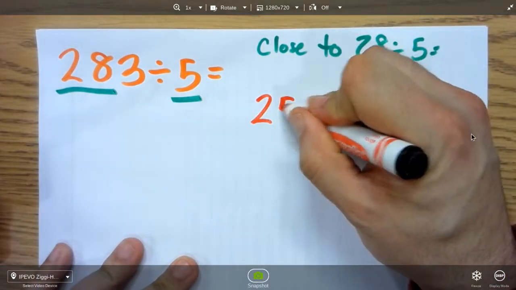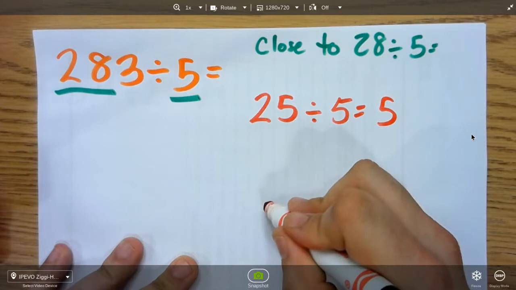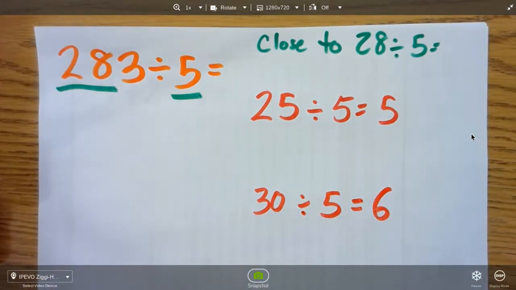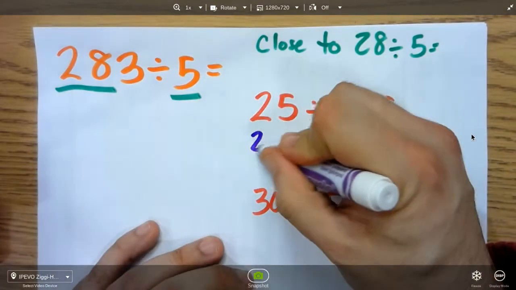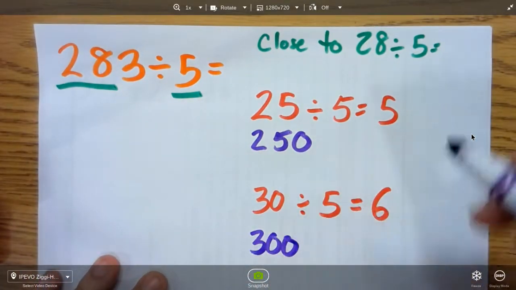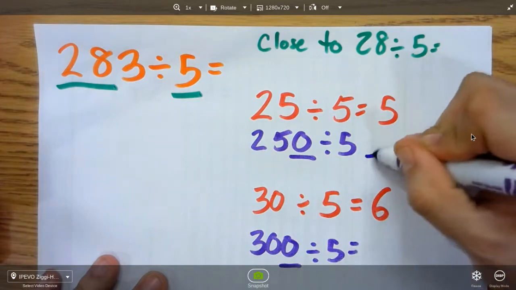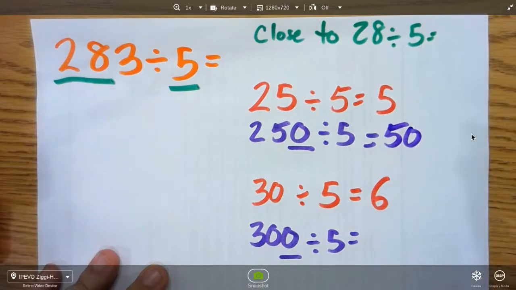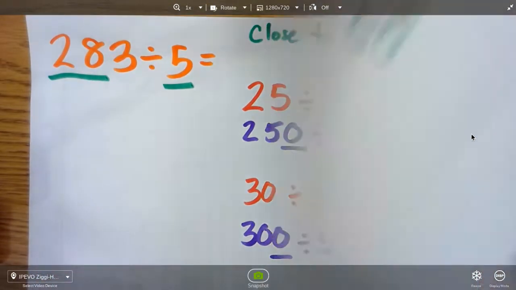I know that I could come up with 25 divided by 5, that equals 5. Or I could do 30 divided by 5, and that equals 6. Now, the reality is we got these by rounding. 283 can round down, not to 25, but to 250. And likewise, 283 rounds up, not to 30, but to 300. That's 10 times bigger. So we're still dividing by 5, but in each of these examples, our answer is 10 times greater. So it's going to be 250 divided by 5 equals 50, or 300 divided by 5 equals 60. And it's going to fall somewhere in between those two.